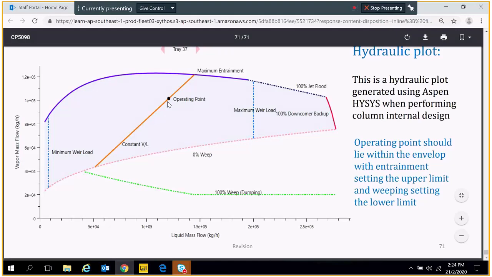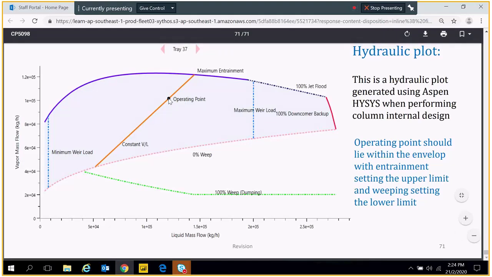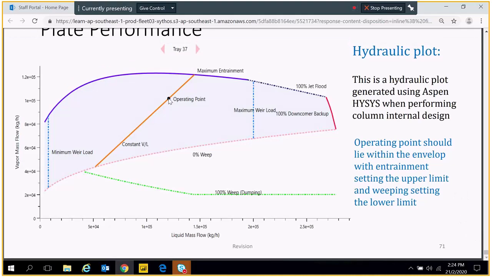So you check this one from your Aspen. From there, you know whether this operating point is safe, but you have to check tray by tray, as what I did in class. If there are 20 trays, you have to begin with the first tray, second tray, and so on, until tray number 20. Check it one by one.